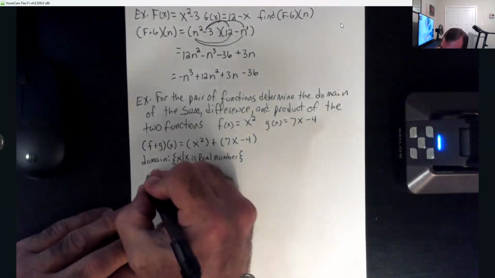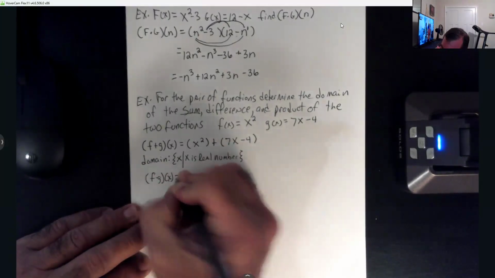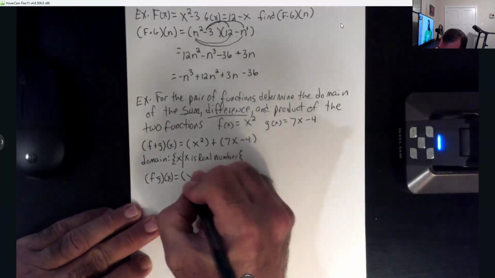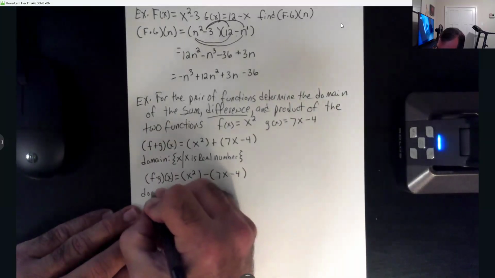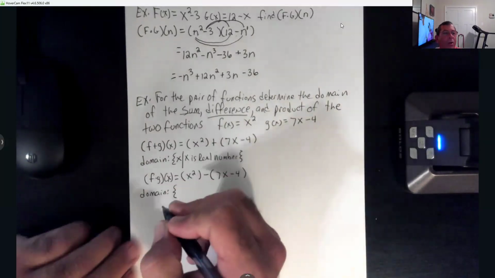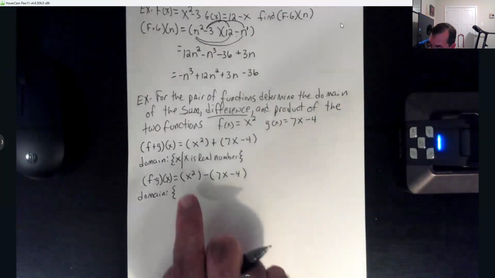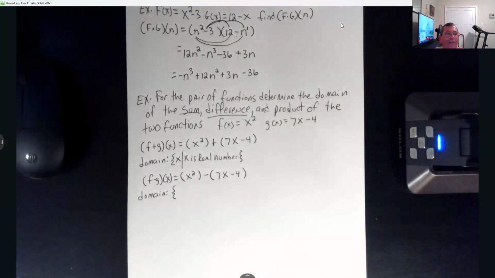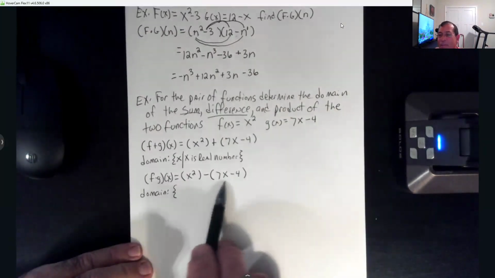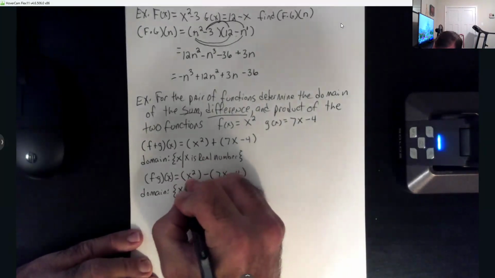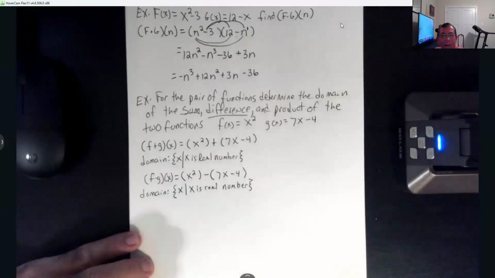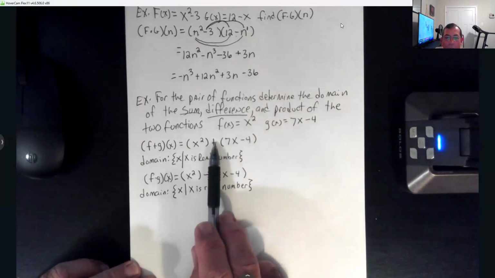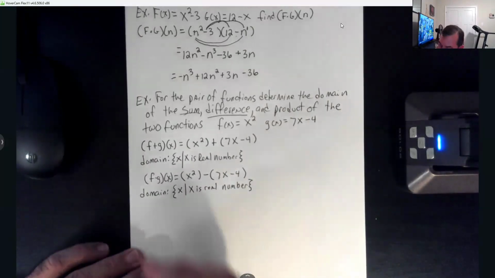Okay? Now, f minus g of x. That's the difference. That'll equal my f, x squared, minus my g, 7x minus 4. So the question is, what's the domain of these two functions being subtracted, y'all? Oh, Madeline, that's pretty quick. Definitely. It's all real numbers again because I don't have a fraction. So x such that x is a real number. Well, adding and subtraction got to be the same because all we're doing is changing the operation. Neither one of these have fractions, so we're good to go.